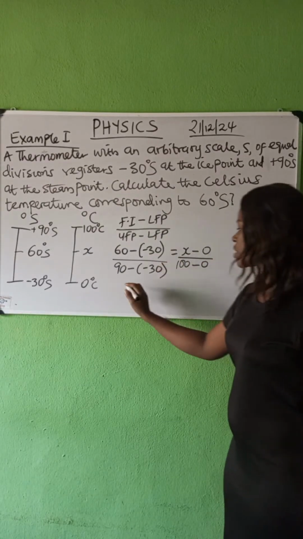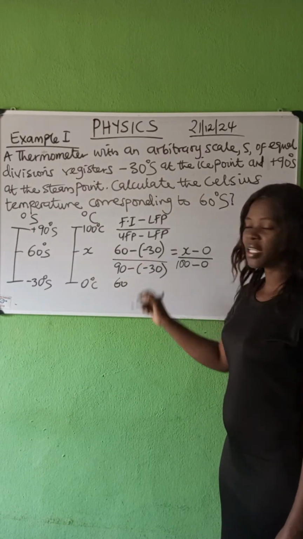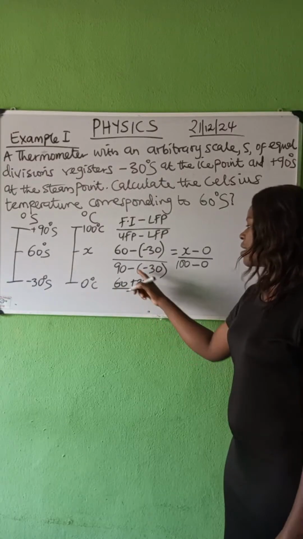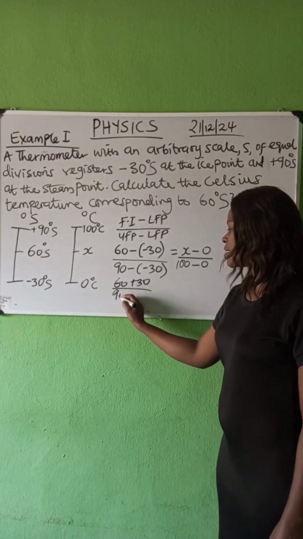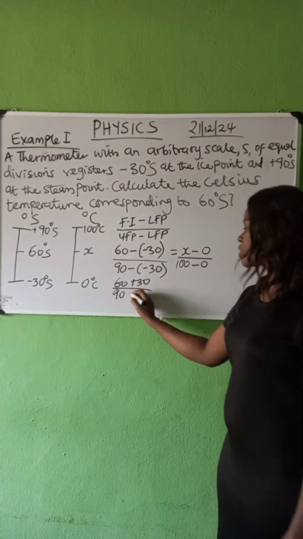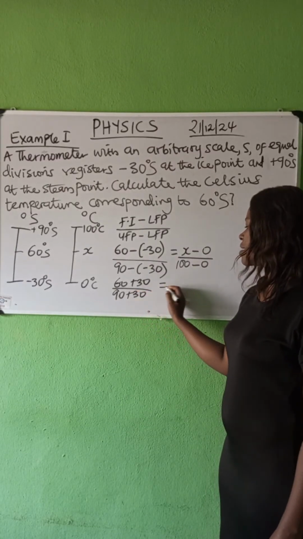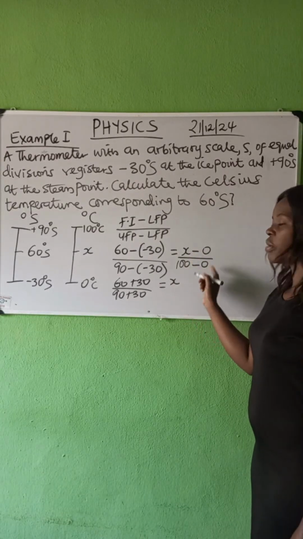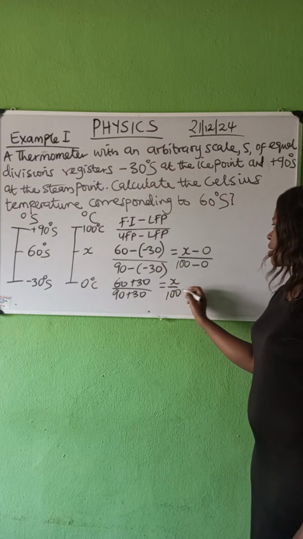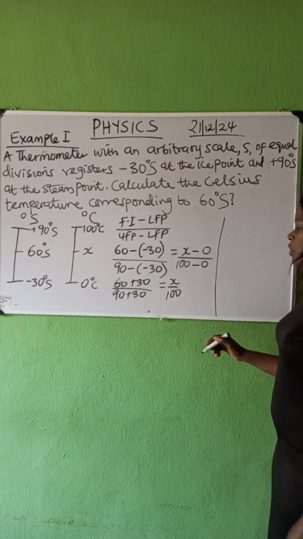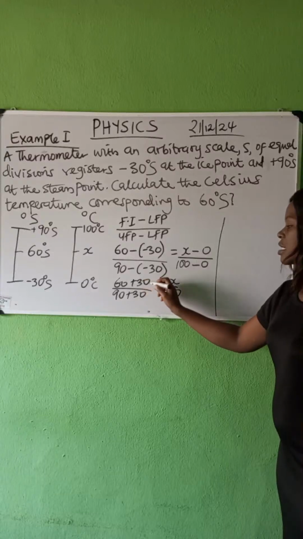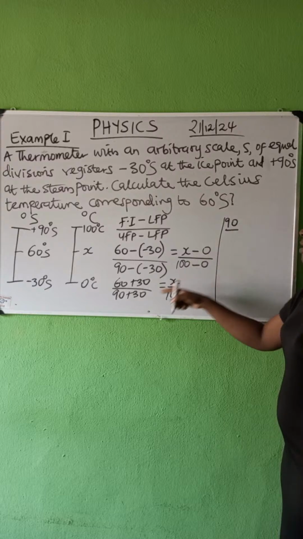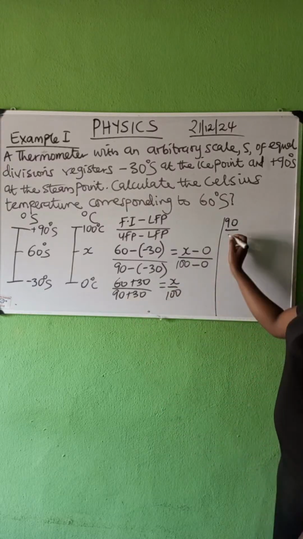So let's work it out. This is 60, minus times minus is plus, so 60 plus 30. Now we have 90, minus times minus is plus. We have this, right? Now this is equal to x minus 0, which is x. 100 minus 0 is 100, right? Now to summarize, I'm going to add this. 60 plus 30 gives me 90, over 90 plus 30 gives me 120.